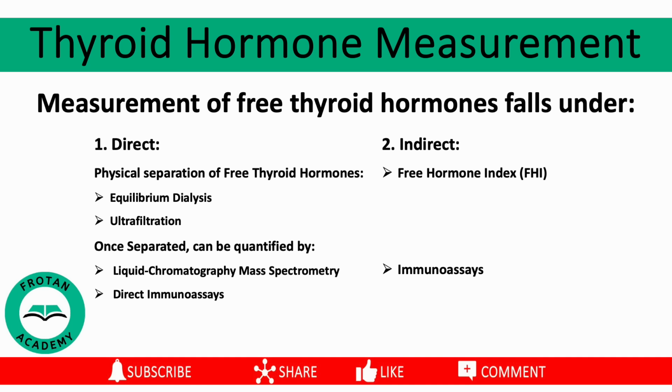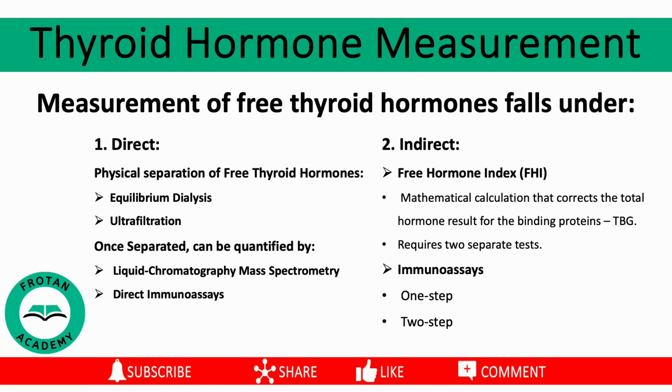On the other hand, the indirect estimation of free thyroid hormones can be obtained by either calculating a free hormone index or via immunoassay techniques based on one- or two-step formats. The free hormone index is a mathematical calculation that corrects the total hormone result for the binding protein, primarily thyroid binding globulin or TBG. This requires two separate tests. First, measurement of total thyroid hormones, and a second test to assess the binding protein concentration using a direct TBG immunoassay or T3 uptake test.